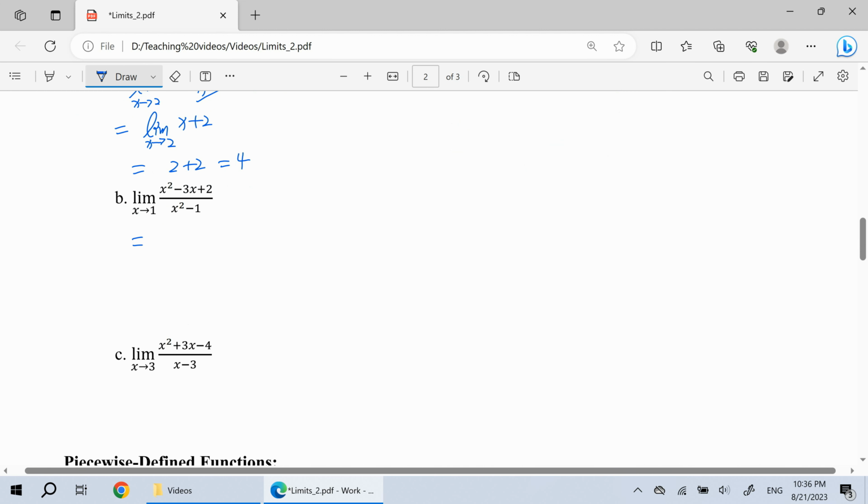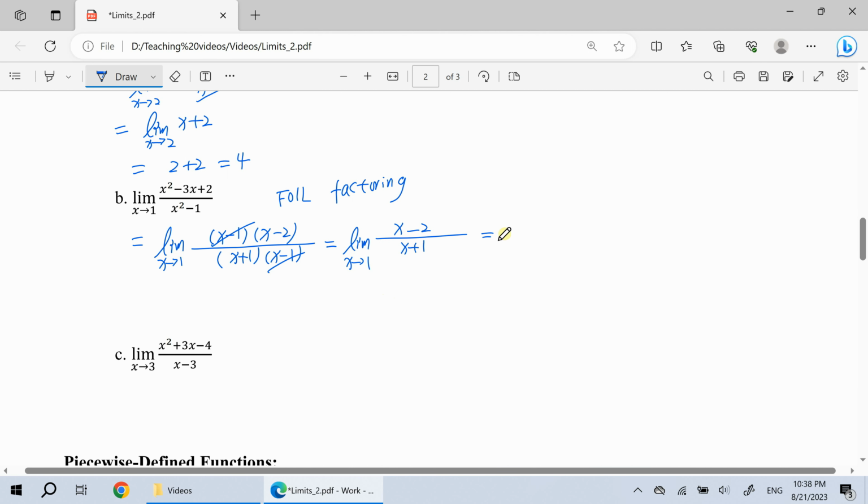The next one, by FOIL factoring, the numerator has 2 factors, and the denominator also has 2 factors. The common one is x minus 1. So the factor causing the denominator to be 0 is cancelled out. So we simplify the fraction. Since 1 is in the domain, we plug 1 into this fraction, then our answer is negative 1/2.